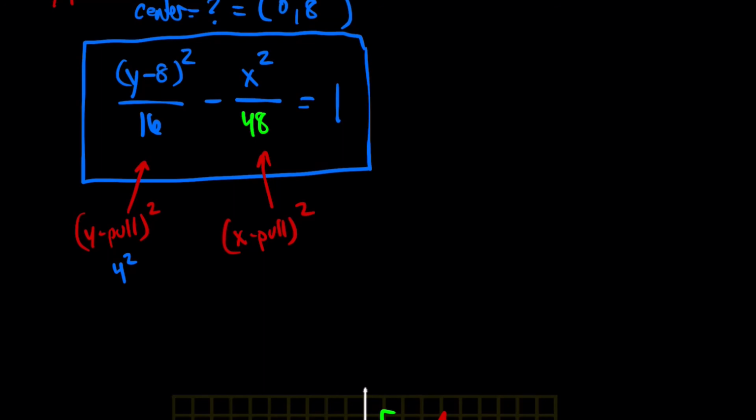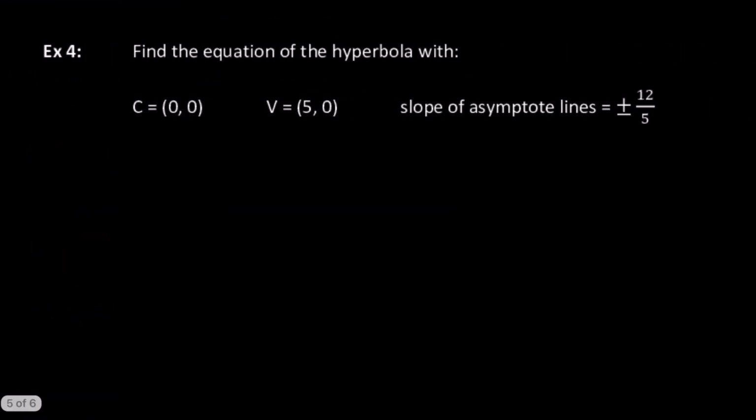Okay, let's try another. Find the equation of the hyperbola with the center at 0, 0, a vertex at 5, 0, and the slope of the asymptote lines at plus or minus 12 over 5. Okay, so center is 0, 0. All right, so it's going to be x minus 0 squared, y minus 0 squared, or just x squared and y squared. I need to get an idea, though, is this going to be a left-right hyperbola or an up-down?